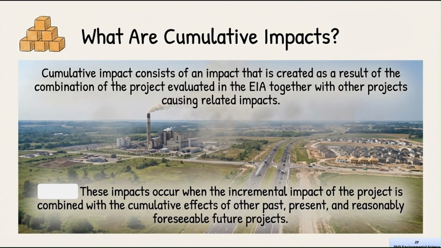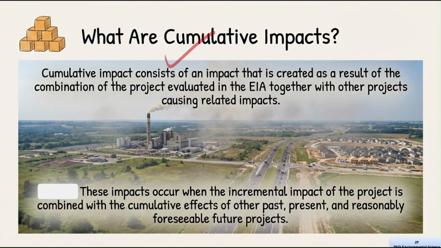Cumulative impacts means the total combined effects of many activities over time, not just one project, but past plus present plus future projects together. Even if one project has a small impact, many projects together can cause big damage. For example, a single project, one factory, leads to small air pollution. Multiple projects, many factories plus vehicles plus roads, lead to heavy pollution. This combined effect is cumulative impact.